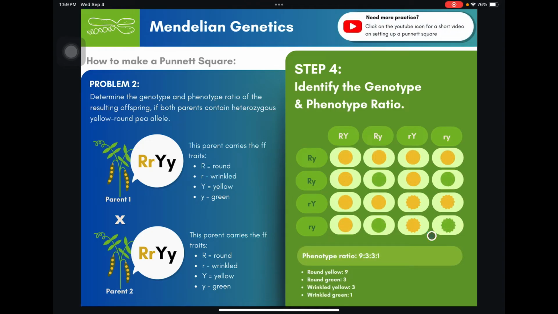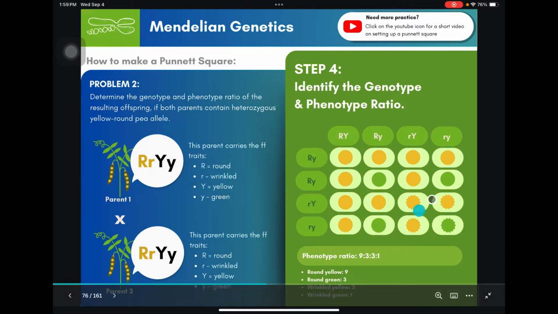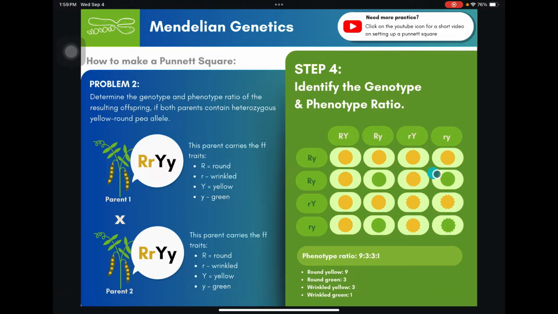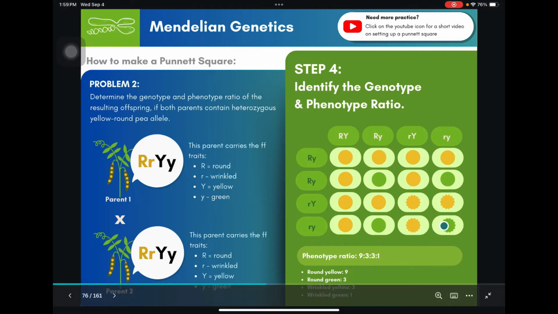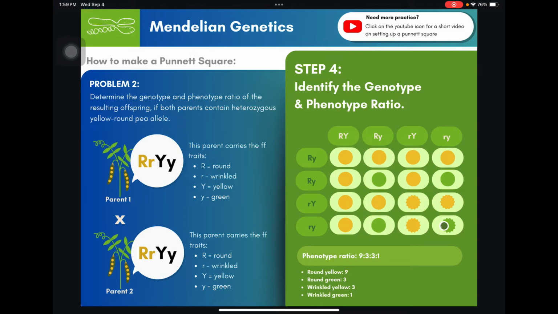So once you're able to identify the phenotype of every single genotypic ratio of every offspring, you will have to quantify them as well and present them in a ratio. For example, in this Punnett square, there are 9 round yellow in this example. There are 3 round greens. There are 3 wrinkled yellow and only 1 wrinkled green. Thus, our phenotype ratio would be 9:3:3:1.